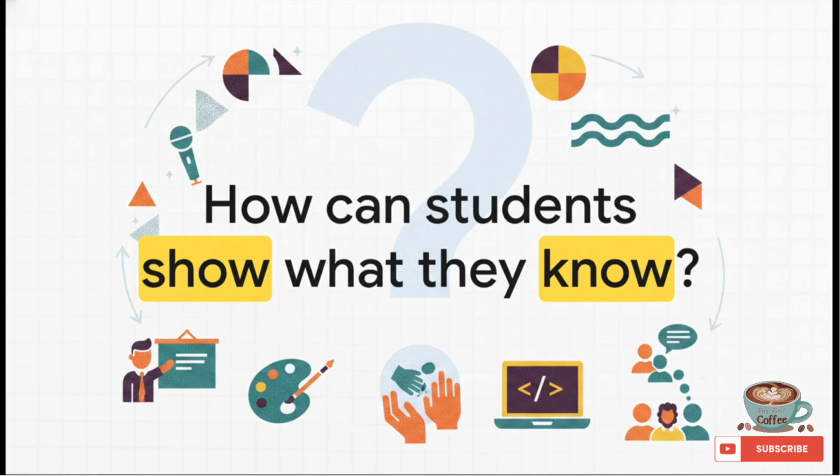I want to challenge you to think totally beyond the traditional midterm and final exam. Students differ drastically in how they communicate their understanding. If we only test them using one single modality, like a high-stakes written test, we aren't necessarily measuring their knowledge, are we? We might just be measuring their ability to take a written test. UDL asks us to provide multiple means of action and expression.